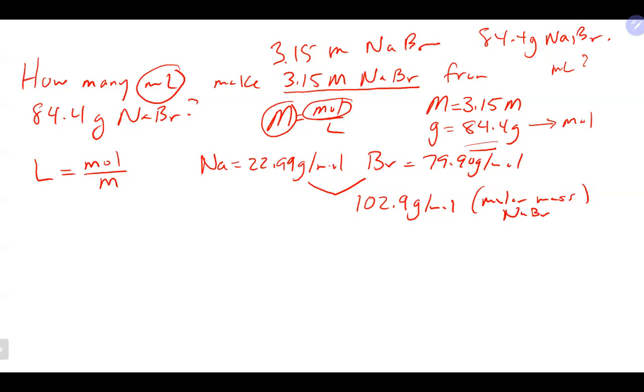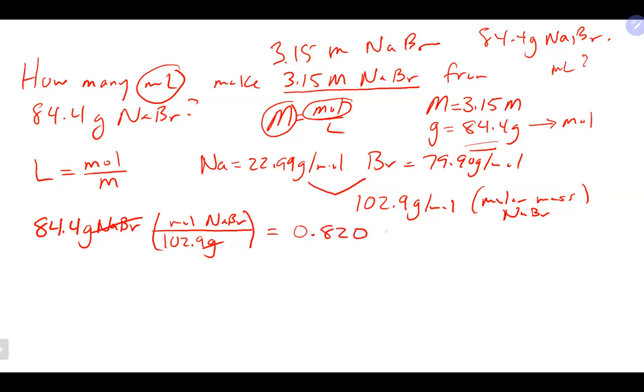Any questions on that? The reason we need to calculate that is we're going to use it to convert our grams into moles so we can get everybody in the right unit. So that is what we want to do first: take our 84.4 grams of NaBr and use the molar mass on the bottom so the grams cancel. That gets us 84.4 divided by 102.9. We'll call it 0.820 moles of sodium bromide.